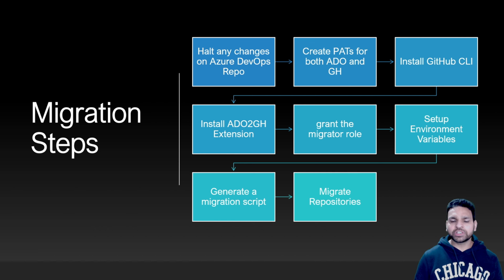The next step is to create the personal access token, both for Azure DevOps as well as GitHub. There is a certain level of access which needs to be provided to those personal access tokens, which I'll show in the lab itself. Then you have to install the GitHub CLI, where you will install the extension, which is ADO2GH, whose full form is Azure DevOps to GitHub. Then you have to grant the migrator role to the extension. Once that is done, set up the environment variables, generate a migration script, and then migrate the repositories by modifying the script. The script will pick up all the repositories in your Azure DevOps organization. However, you can select which repositories you want to migrate. So let's follow all these steps in the lab now.